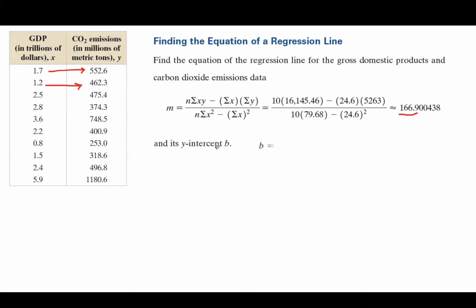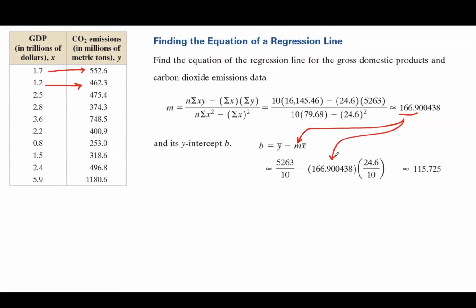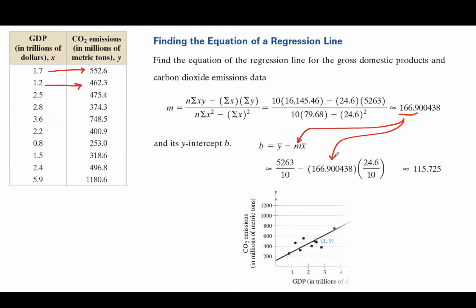Remember that to calculate the y-intercept, or b, the formula is y bar minus m x bar. You already calculated m, and you're going to substitute it here. So your b is approximately y bar minus m x bar. Y bar is the addition of all of these numbers divided by 10, and x bar is the addition of all x values divided by 10. You already calculated your m, so you just substitute it for m here. Now, if you do the calculation, it is approximately 115.725.